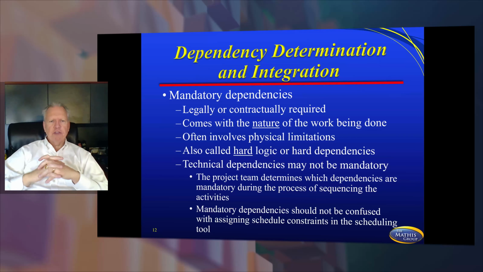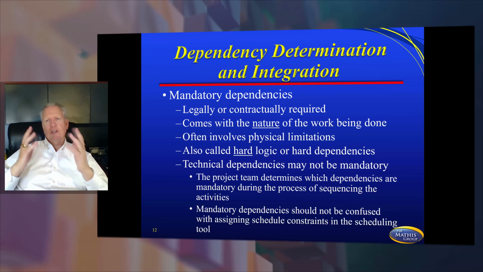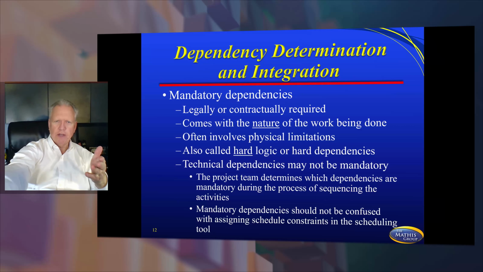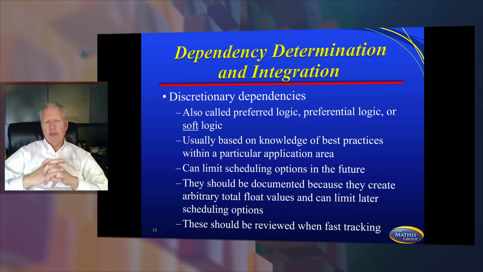All right, a couple of things just to keep in mind. Mandatory dependencies can be legally or contractually required. Those mandatory dependencies are sometimes called hard logic, meaning you didn't get to vote on them, you had to follow it a certain way. So that's going to be very important. You have that in your PMBOK. You also have some of that in your textbook for those of you on the graduate side. You also have discretionary dependencies, which is sometimes called soft logic. Regardless of whether you're doing it for the PMP or for the grad class, discretionary dependencies are sometimes called soft logic or preferential logic.